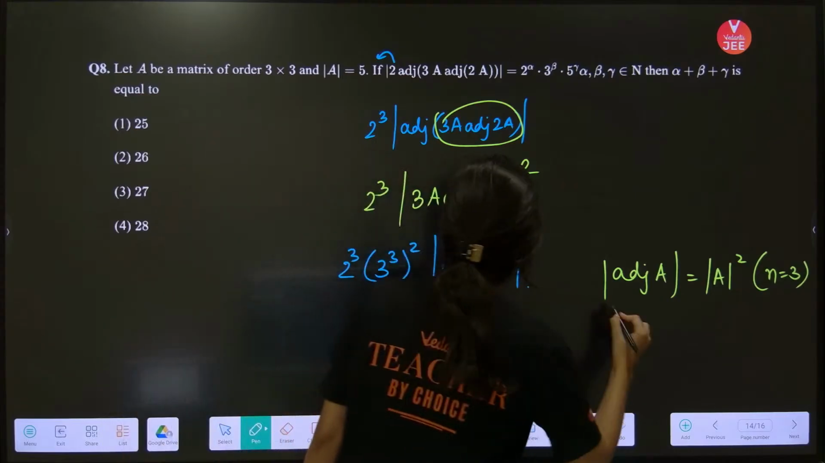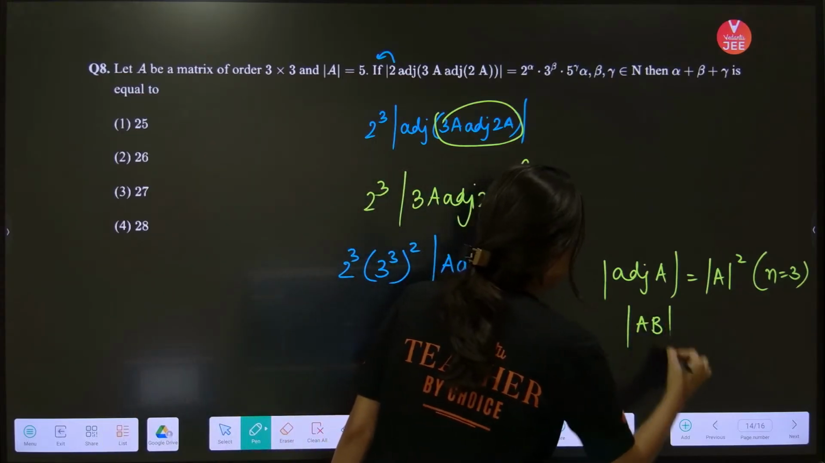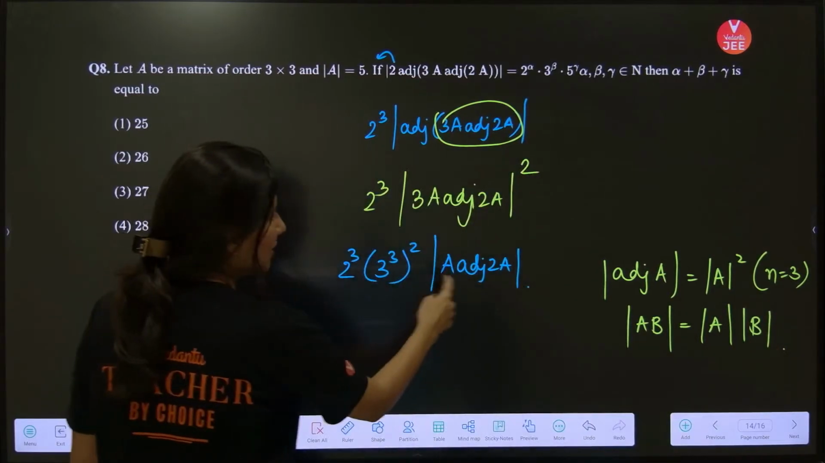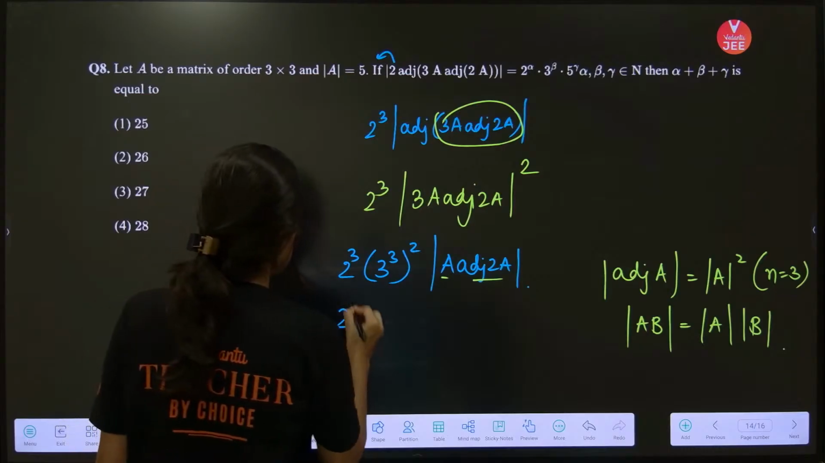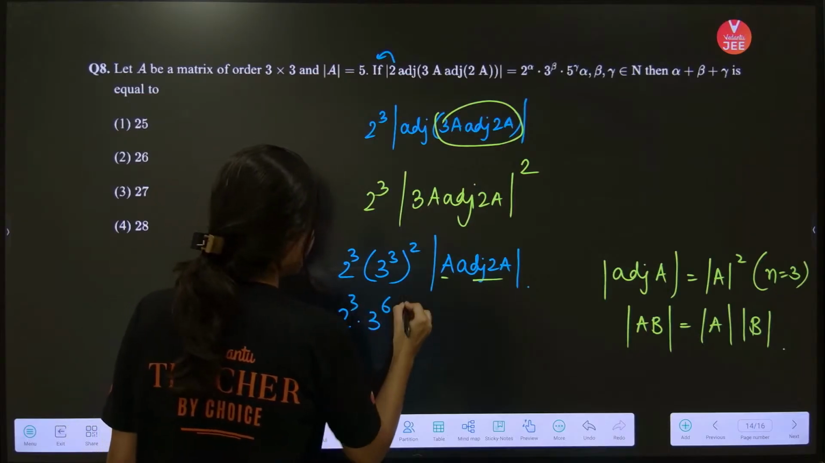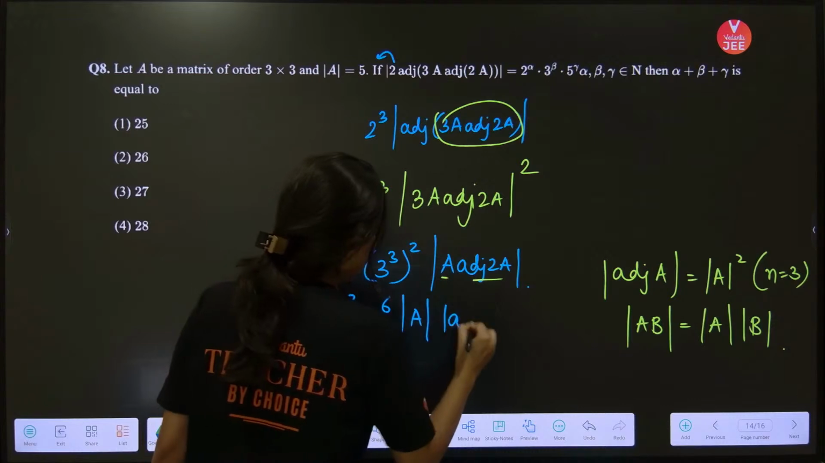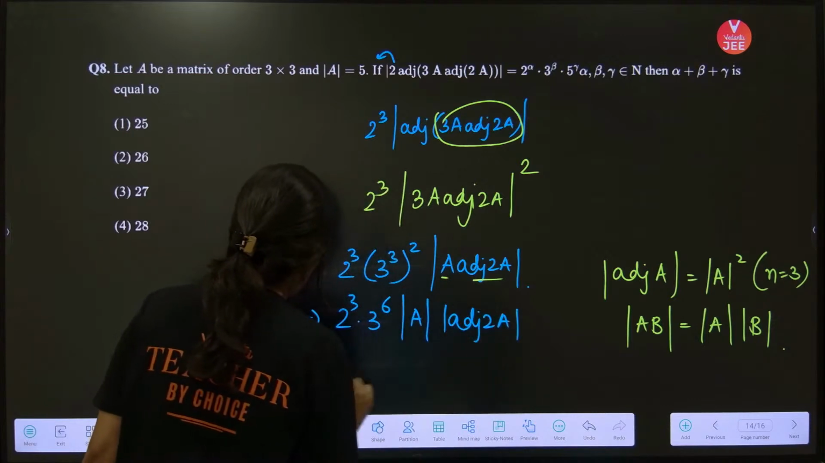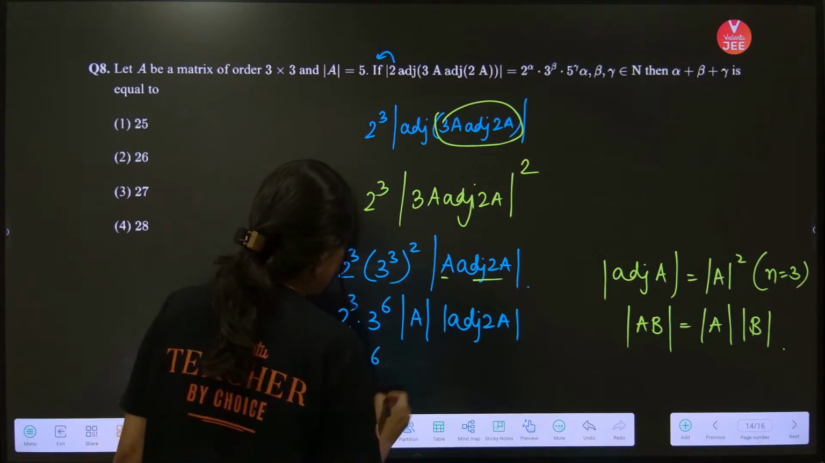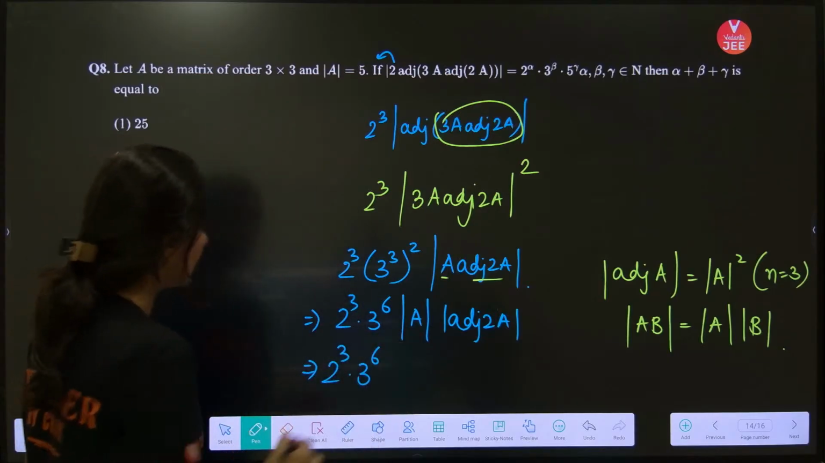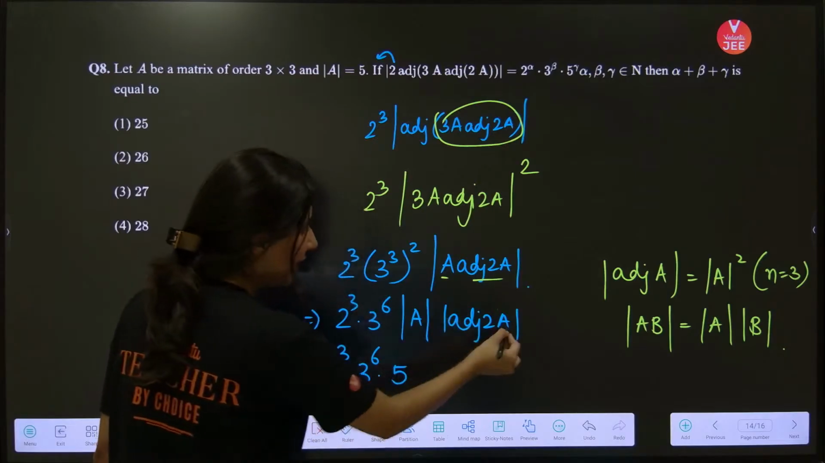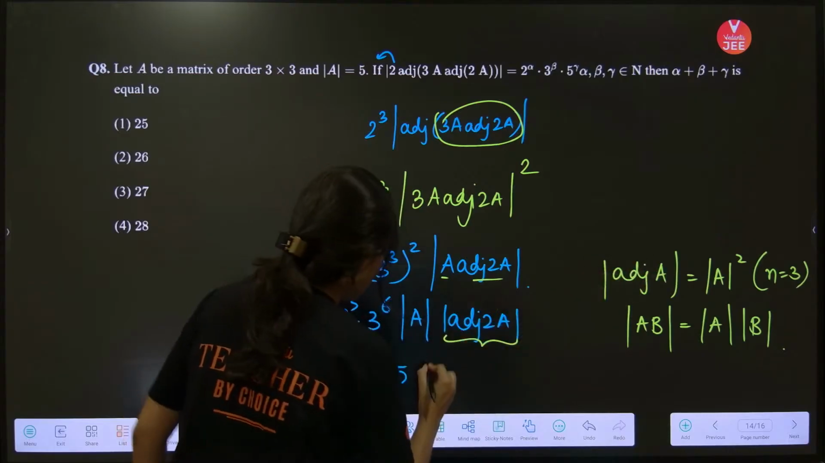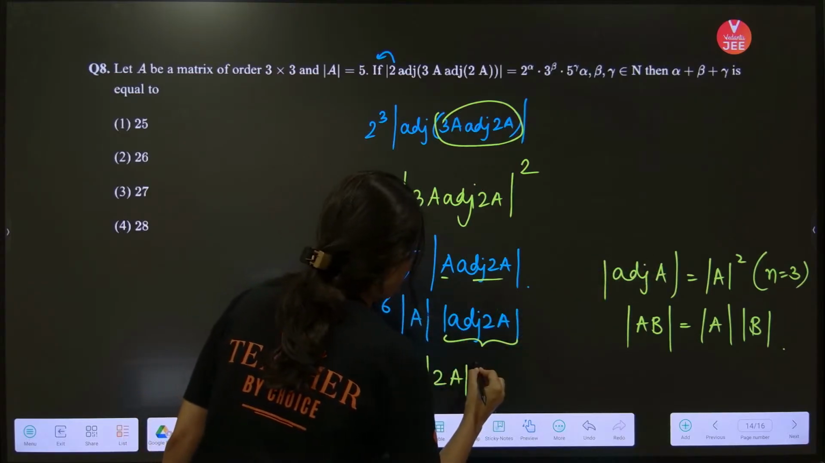Now one more property which I am going to apply: determinant AB is equal to determinant A times determinant B. So just separate these two determinants. So this is 2 cube, 3 power 6, determinant A, adjoint of 2A. 2 cube, 3 power 6, determinant A is nothing but 5. Now adjoint of any determinant, so this is again this property, 2A square.